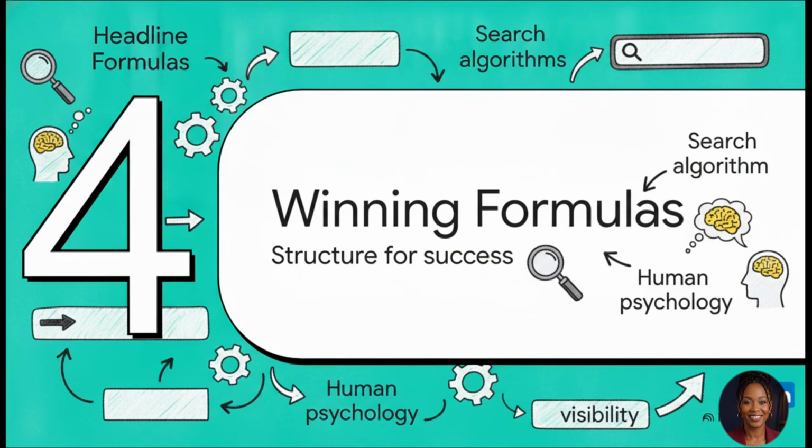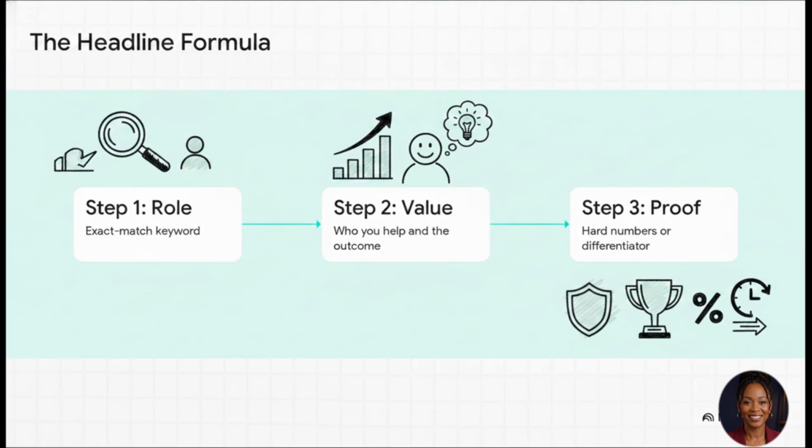Which brings us to part 4, winning headline formulas. Let's get practical. A truly great headline isn't just a label, it's a pitch. And the best ones follow a really simple 3-step anatomical formula. Step 1, your role. This is your exact match keyword, giving the algorithm what it wants. Step 2, value or outcome. Who exactly do you help and what tangible result do you deliver for them? And step 3, proof or differentiator. This is where you drop in a hard number or a unique piece of authority.